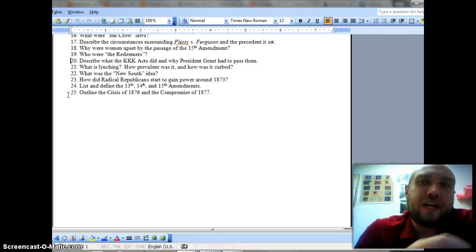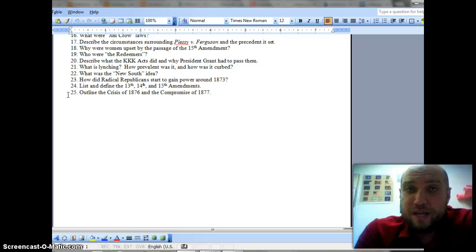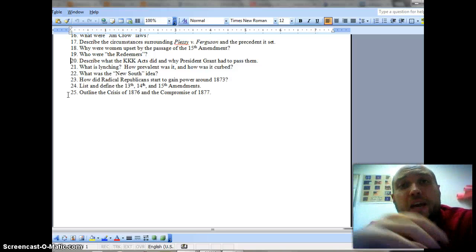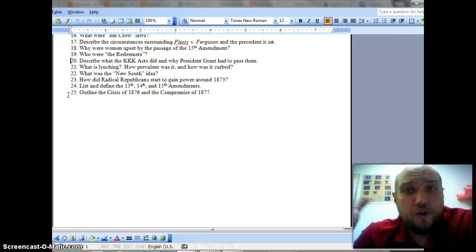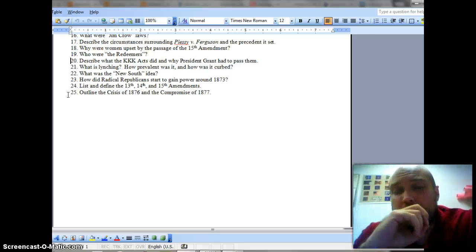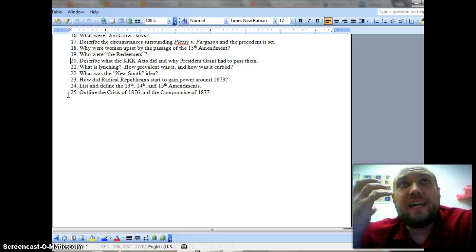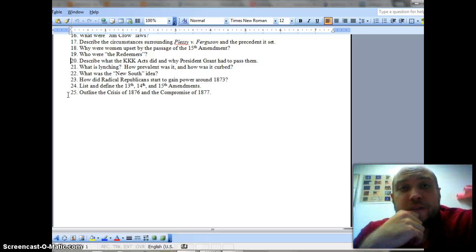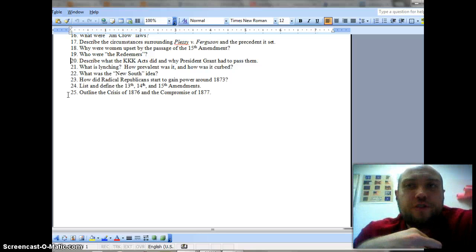You've got two candidates. You've got a Republican named Rutherford B. Hayes. You've got a Democrat named Samuel Tilden. The popular vote goes to Tilden, but that doesn't really matter. The electoral vote is what counts. And 4 states are undecided on who actually wins the election. And so, in a compromise of 1877, Hayes is going to be given the presidency if the radicals will remove all of the federal troops from the South and let the South kind of go back to running and governing itself.